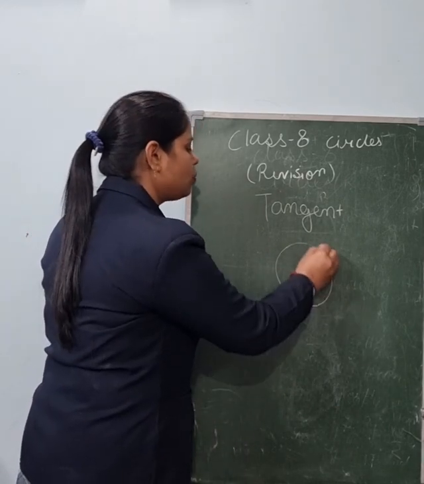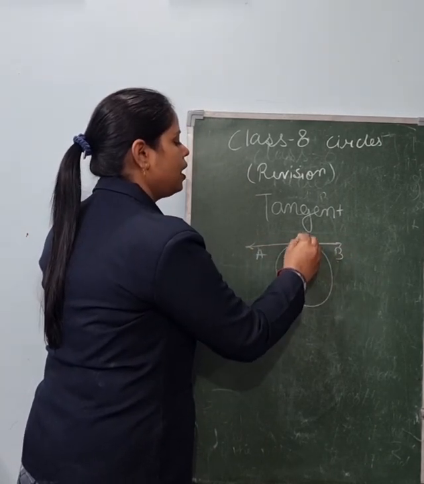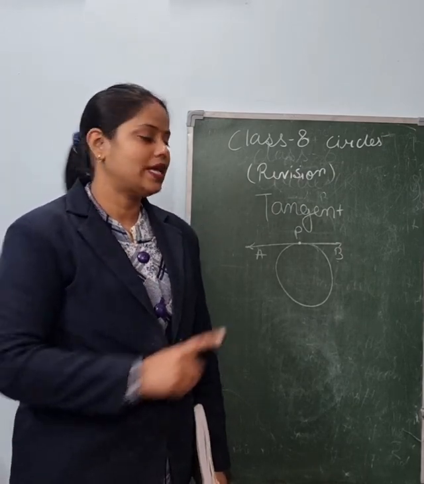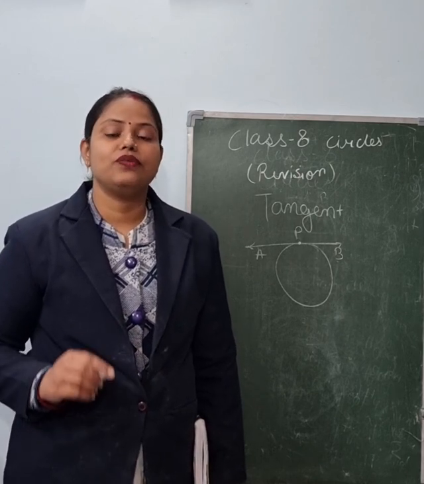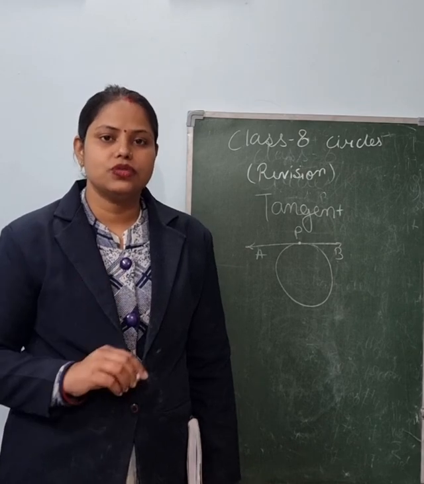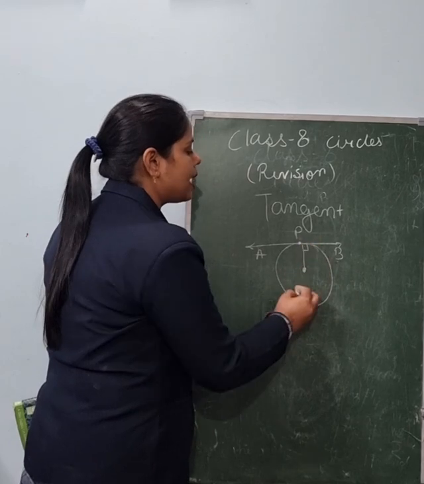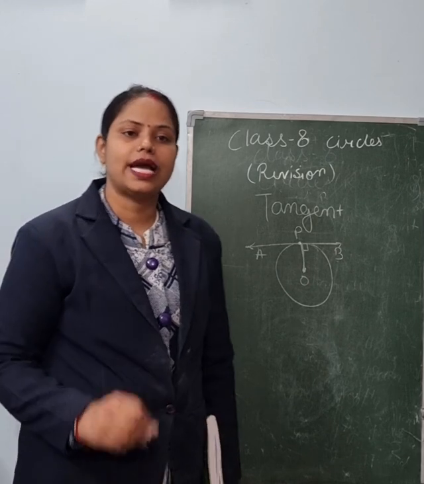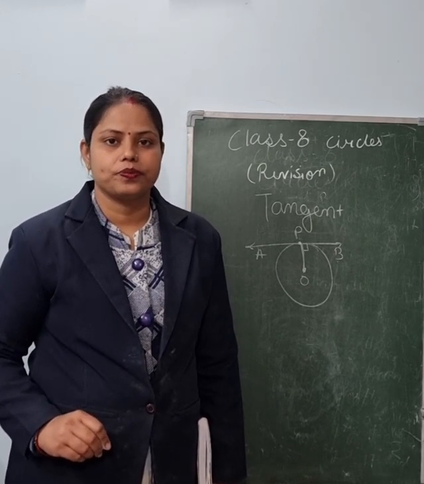So if I am drawing a circle over here and a line AB, here the line should touch the circle at only a single point, that is point P. Now there are two important properties that we need to understand to solve the questions of the exercise. First property: the tangent is perpendicular to the radius at the point of contact. The radius and the tangent are perpendicular to each other at the point of contact.